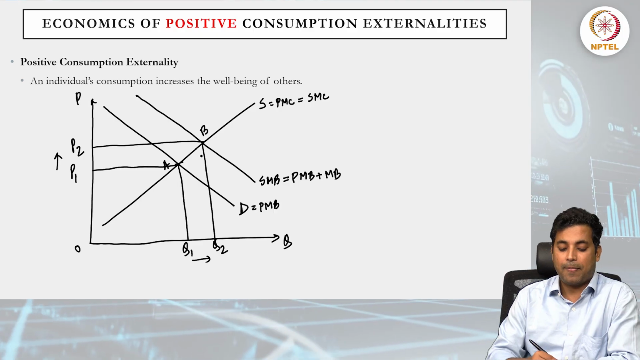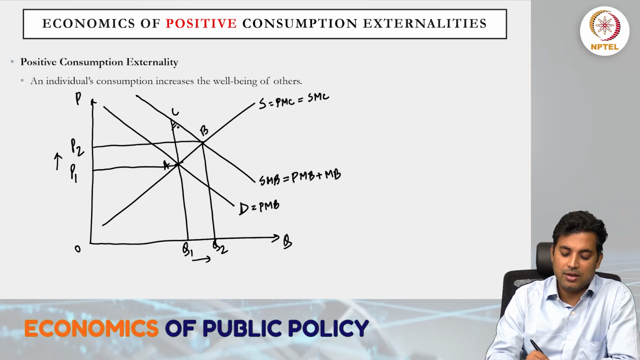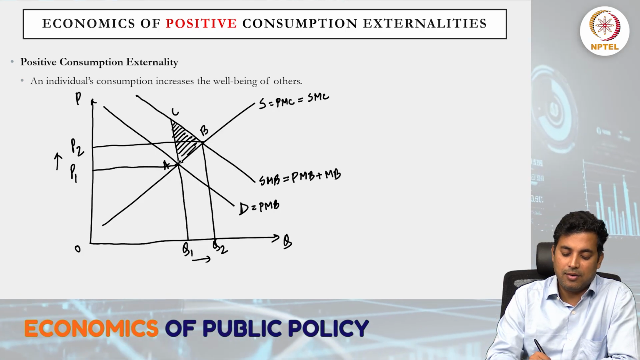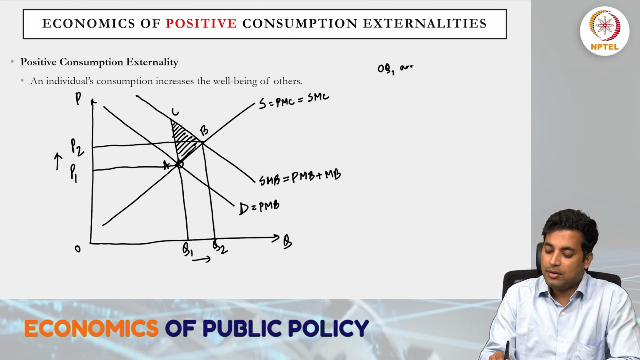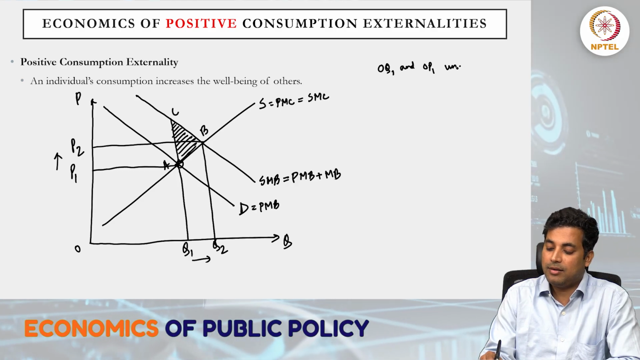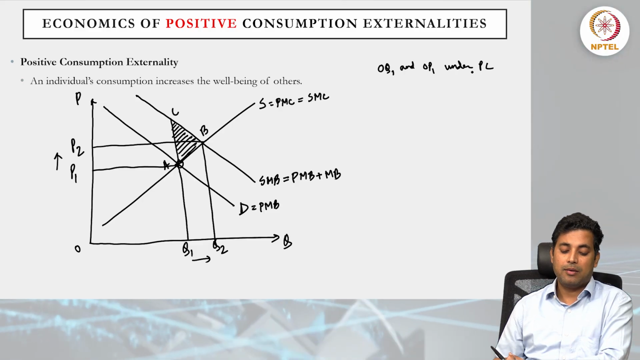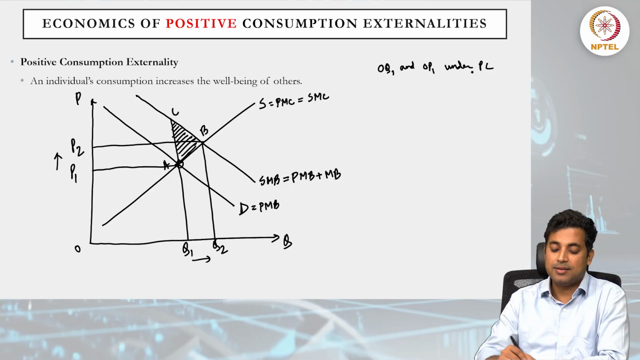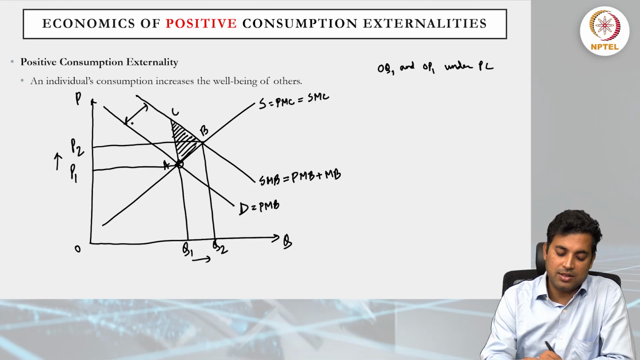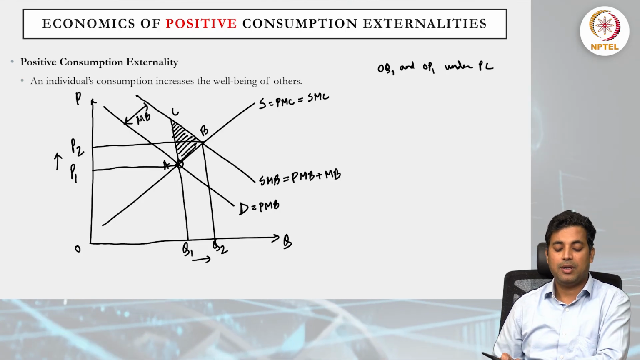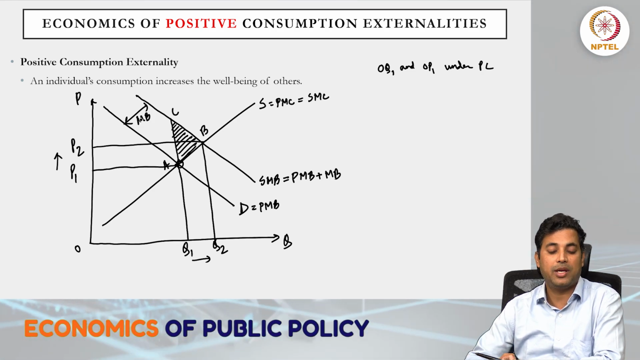But from the society's point of view, you just see here, this is the loss that society is bearing. OQ1 and OP1 is what we get under a perfect competition market. But here, since the social marginal cost is higher than the private marginal cost because of this marginal benefit amount, overproduction is happening, up to OQ2.